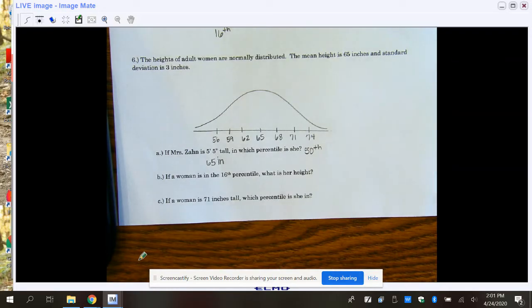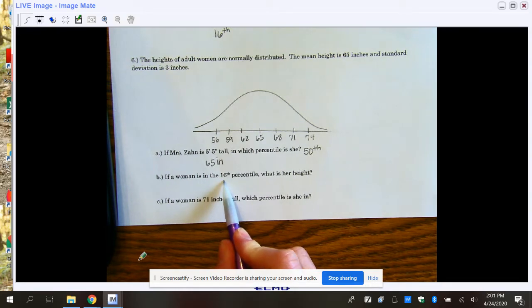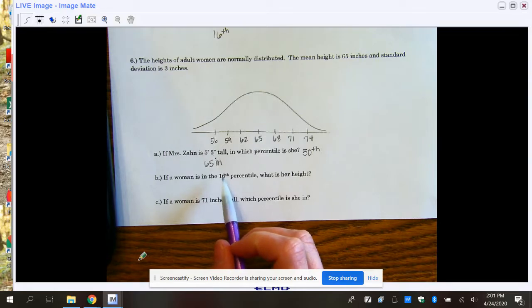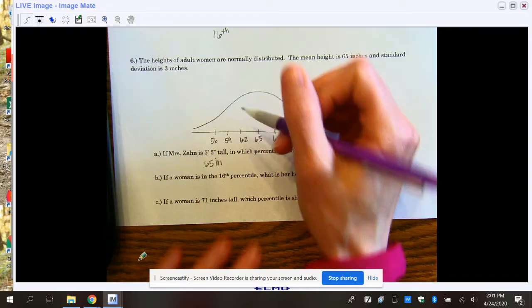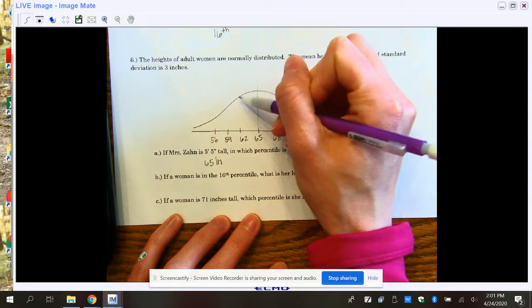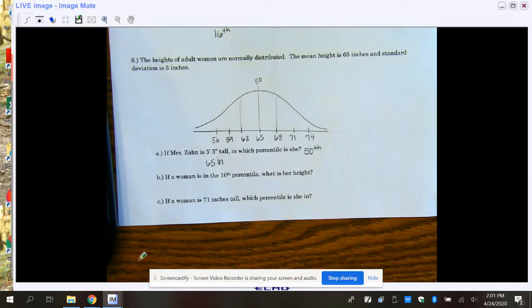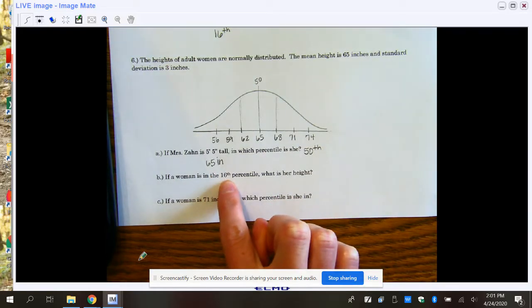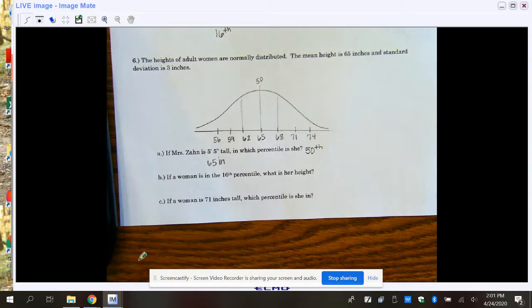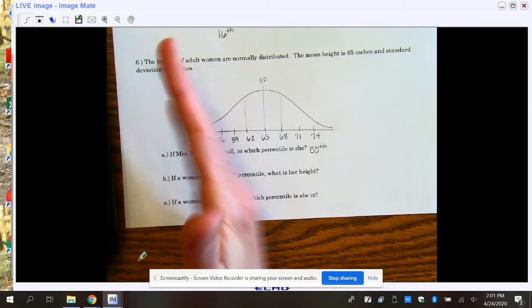So this next one says if a woman is in the 16th percentile, what is her height? So I need to figure out where that 16th percentile is. And as you do more practice of these, you'll kind of remember how the percentiles relate to how many standard deviations out you are. And you won't have to necessarily do this every time. But what you want to do is figure out where that's going to be. Well, remember, if you're in the 16th percentile, that means that you're only taller than 16% of the people represented in your curve right here. So you're going to be down here somewhere.